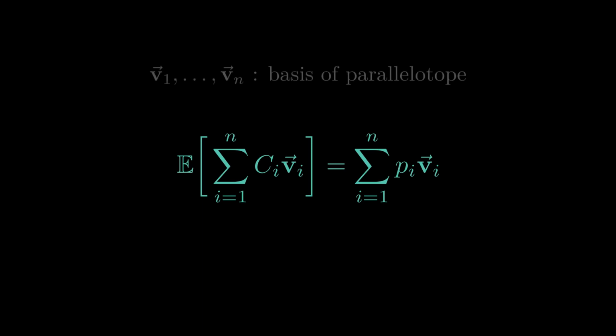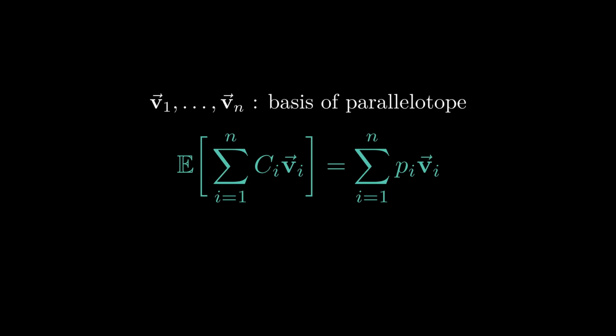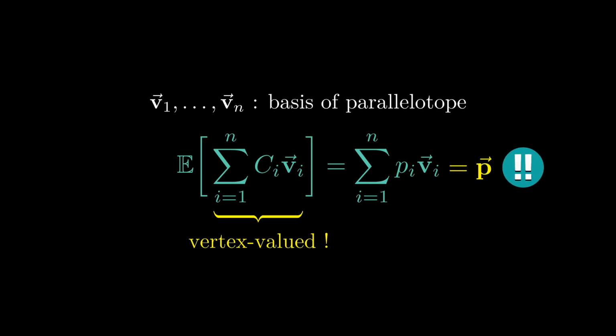But look, if the vectors are the basis of a parallelotope, the random variable will only be equal to vertices. And by tweaking the parameters, we can get its expected value to be any point inside the parallelotope, which is precisely the kind of distribution we had set out to construct.